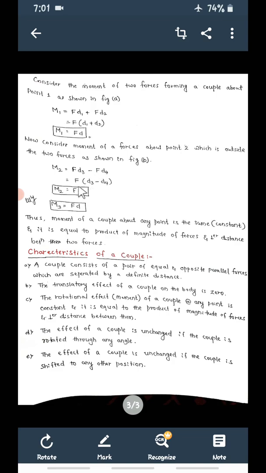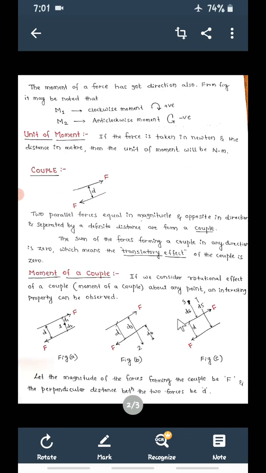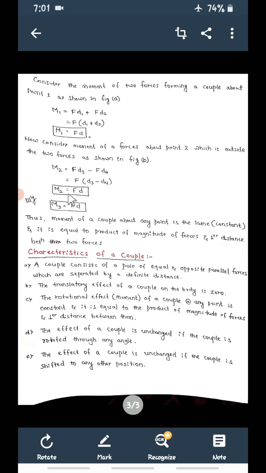Again F is the common term, so D3 minus D4. D3 minus D4 is again D. So M2 is also F into D, same as M1, which is also F into D.